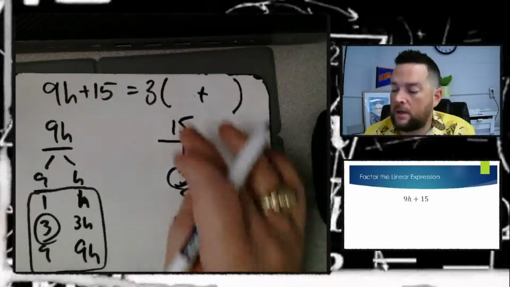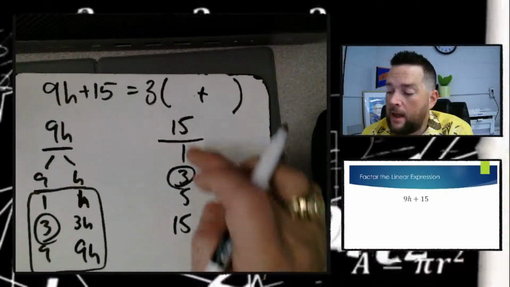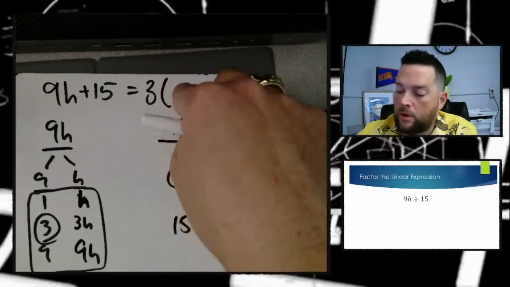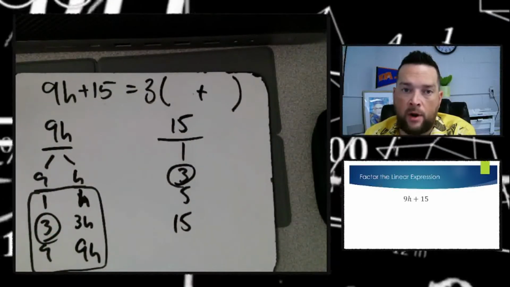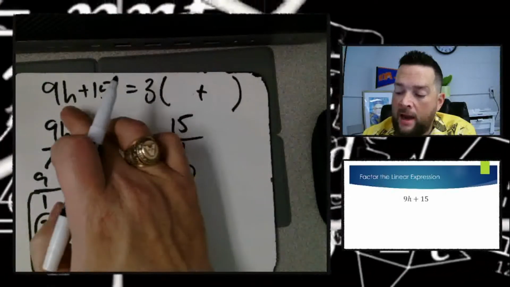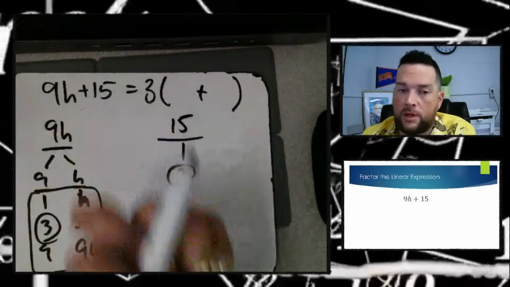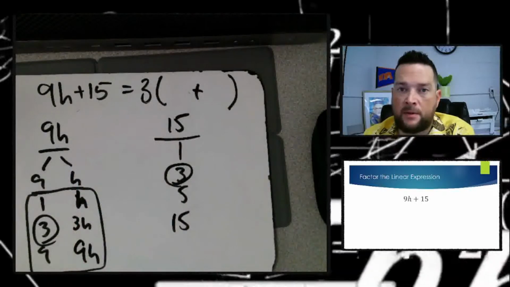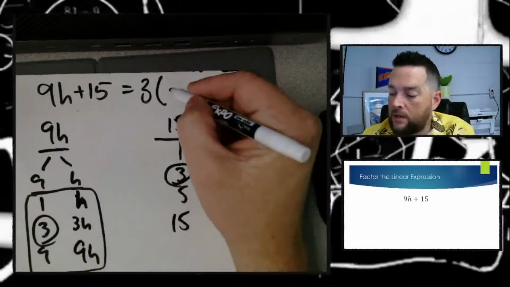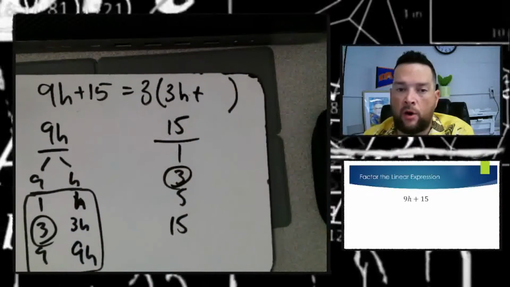The quotients of these numbers are going to become add-ins. Now to find that number, the first one, we're going to take the first original add-in, which is 9h, and divide it by 3. Whenever you're dividing a variable with a coefficient by a divisor, you just divide the numbers and keep the variable. So 9 divided by 3 is 3. We're going to keep our variable h.